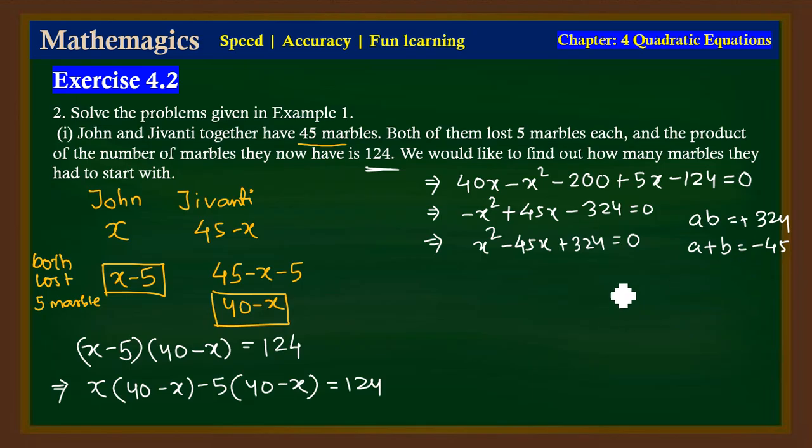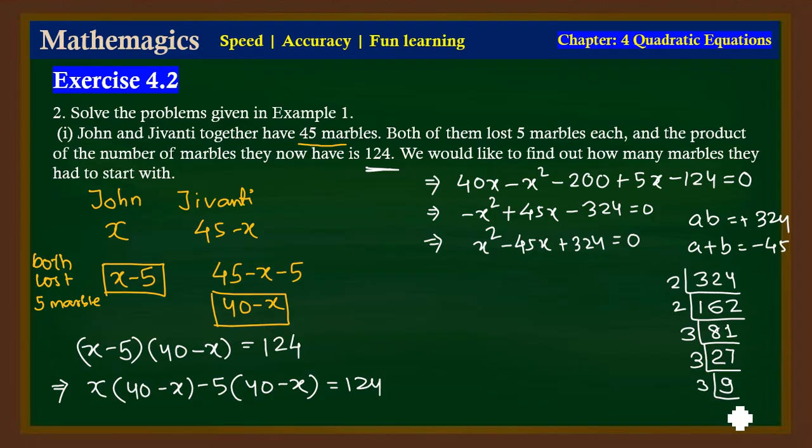So that's why I can use the factorization method for 324. Here 2 can divide it. So 2 1s are 2, 2 6s are 12, 2 2s are 4. Now again 2 will go, then it becomes 8, and this becomes 1. Now 2 will not go, 3 will go. So 3 2s are 6, 3 7s are 21. Again 3 will go. So 3 9s are 27. Again 3 will go. Then 3 will come.